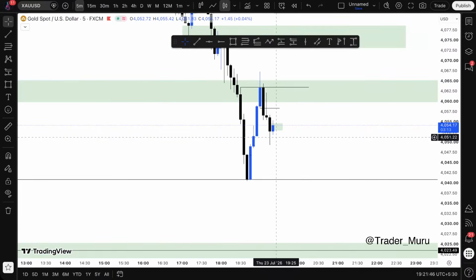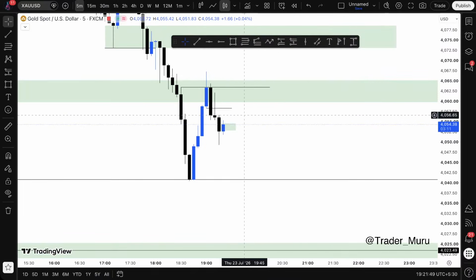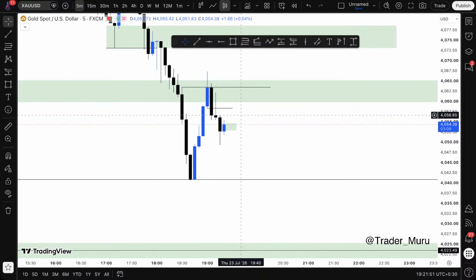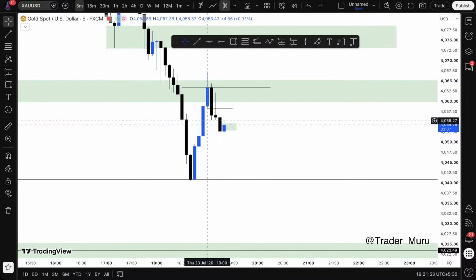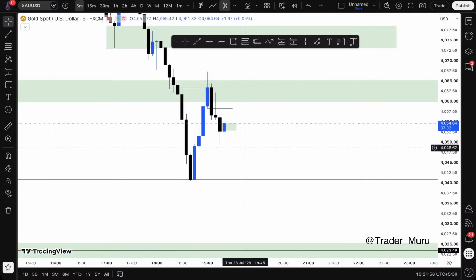5 minute is already bearish. See this? Break low, again this low break. Price needs to break this low too.